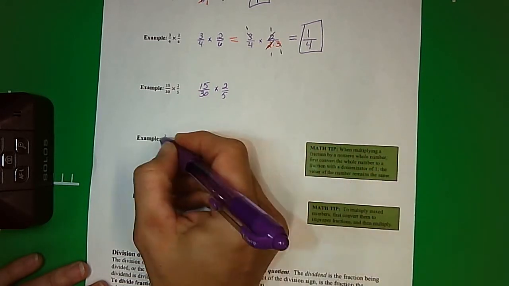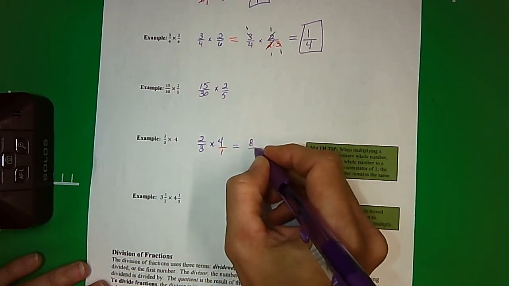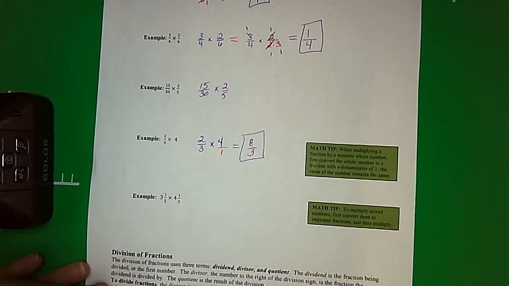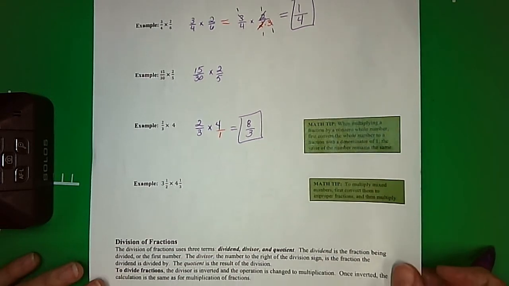So I'm going to go ahead and multiply straight across. 2 times 4 is 8. 3 times 1 is 3. And I have myself an improper fraction. And if I want to convert that to a mixed number, I can.